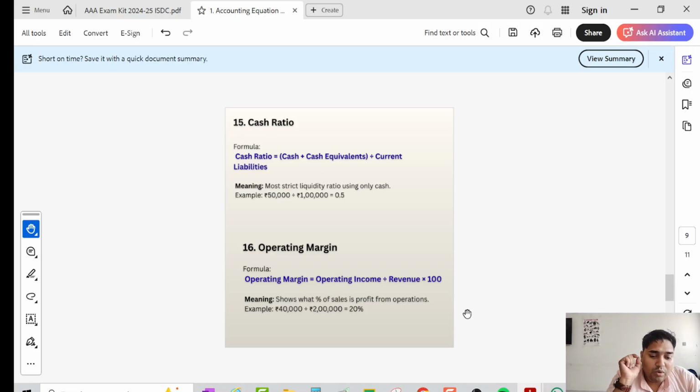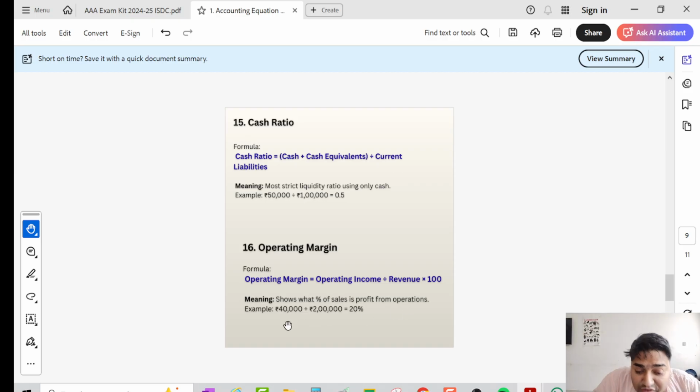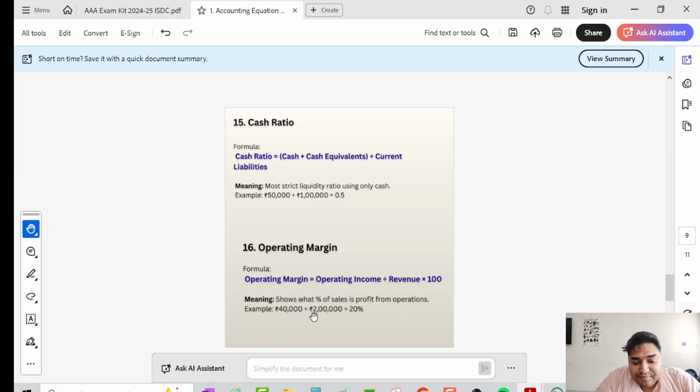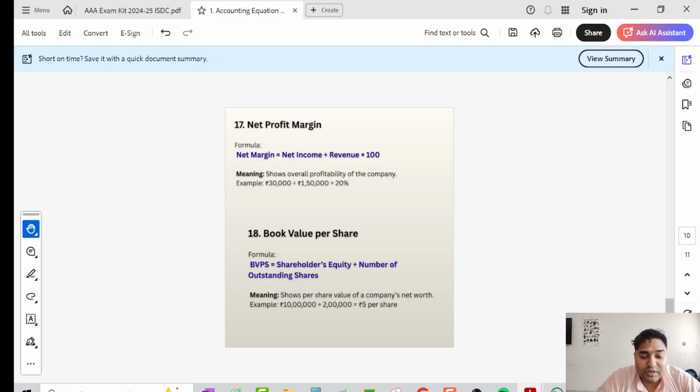Then there is the operating margin. Operating income divided by revenue, multiplied by 100 to present it as a percentage. It shows what percentage of the sales is profit from the operation. It means we are earning 40,000 against the 200,000 of revenue. If we are selling 200,000, we are left with a profit of 40,000. It means we are working at a 20% operating margin.